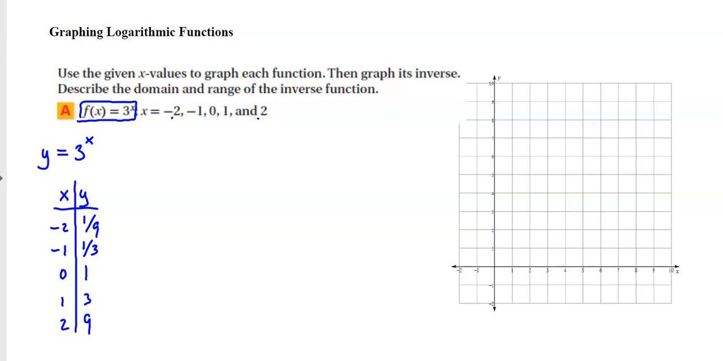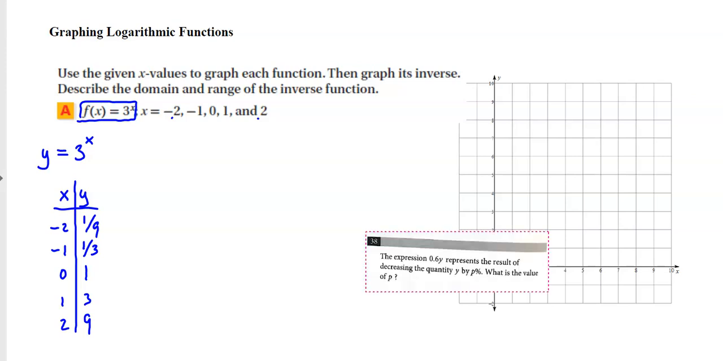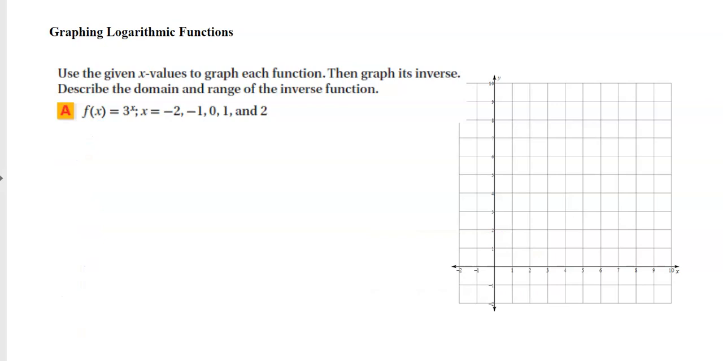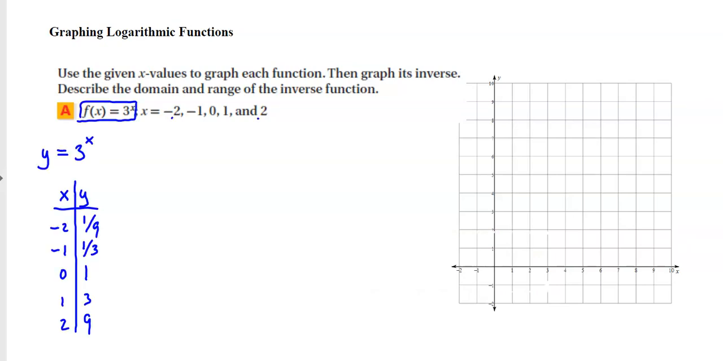At -2, we're at 1/9, way down here. Let's get rid of that little joker and get this back on there. So -2 is at 1/9, -1 is at 1/3, and 0 is at 1, which is a pretty common point. Then 1 is at 3, and at 2 we're already up to 9, and we're going to fly off our grid pretty quick. So it looks like this, straight up like that. Definitely exponential growth, growing faster and faster and faster.